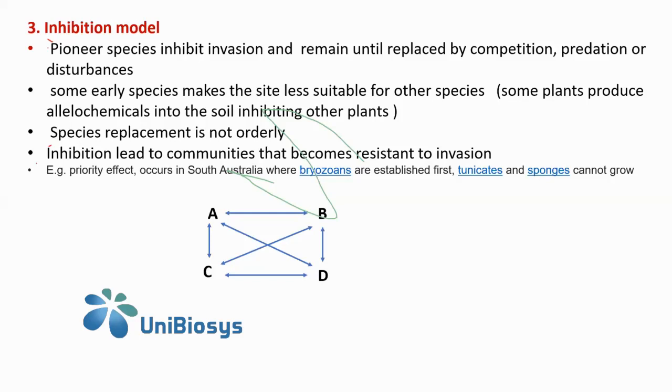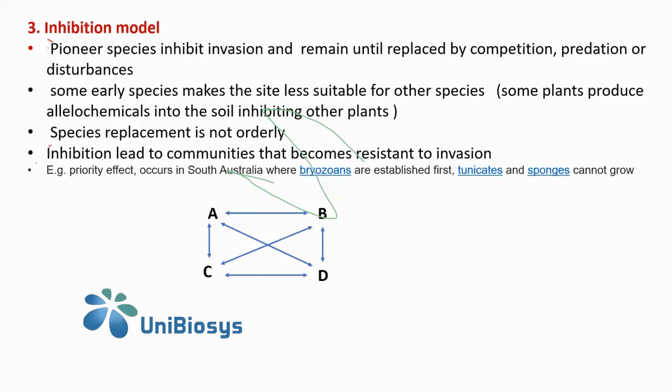In this inhibition model, in the case of some plants, even in the case of rice, this is happening. They will produce some allelochemicals. What are allelochemicals? Some chemicals are released from the roots and stems into the soil. These chemicals inhibit the growth of other plants over there. So in all these plants, inhibition happens like this.